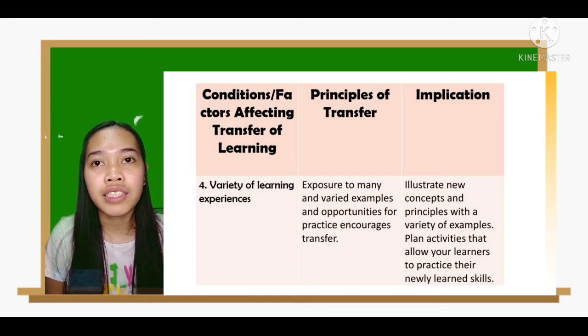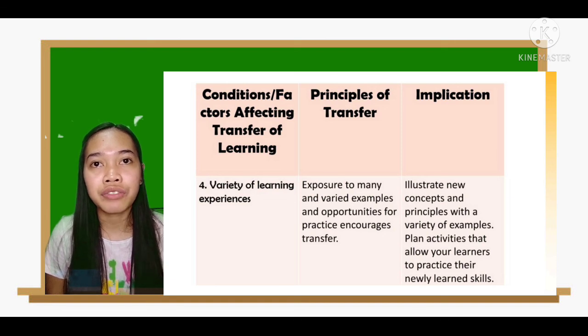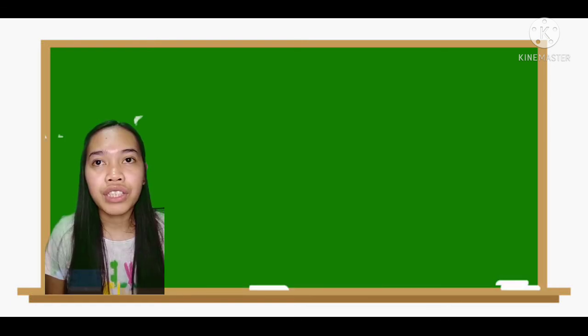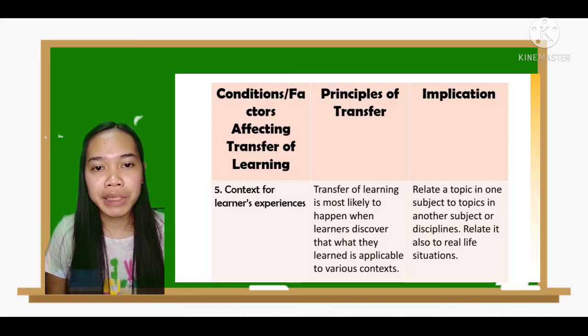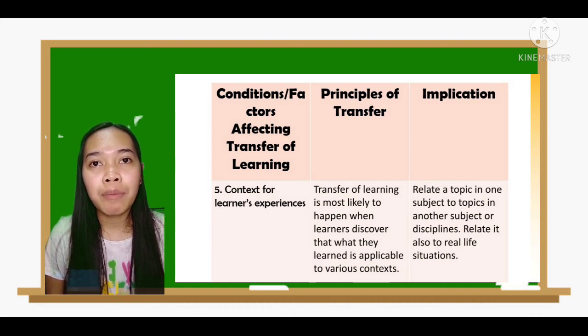Fourth condition, variety of learning experiences. So the principle of transfer is exposure to many and varied examples and opportunities for practice encourages transfer. The implication would be illustrate new concepts and principles with a variety of examples. Plan activities that allow your learners to practice their newly learned skills. Fifth condition, context for learners' experiences. The principle of transfer. Transfer of learning is most likely to happen when learners discover that what they learned is applicable to various contexts. The implication would be relate a topic in one subject to topics in another subject or disciplines. Relate it also to real-life situations.